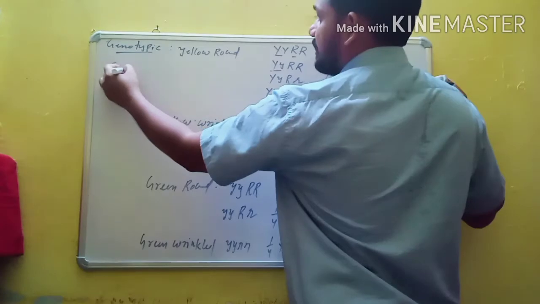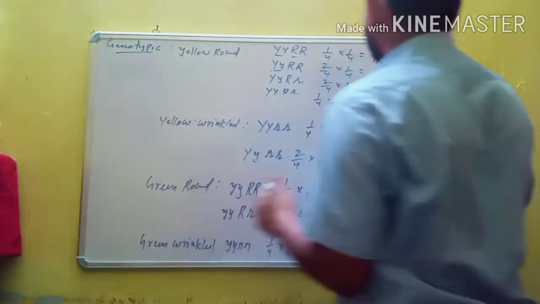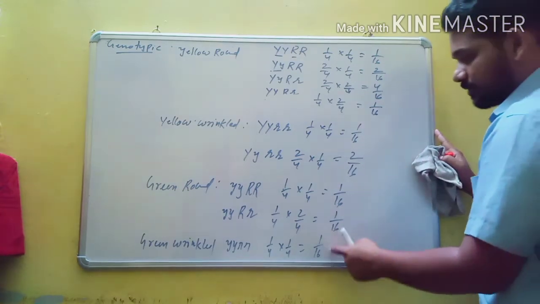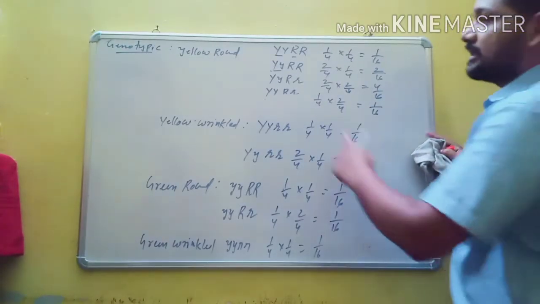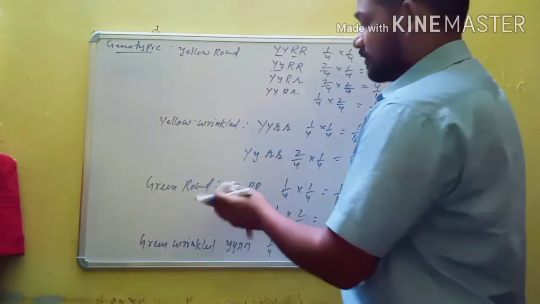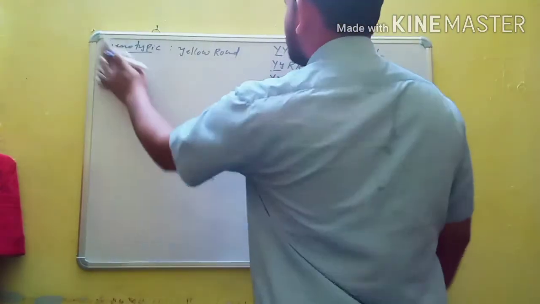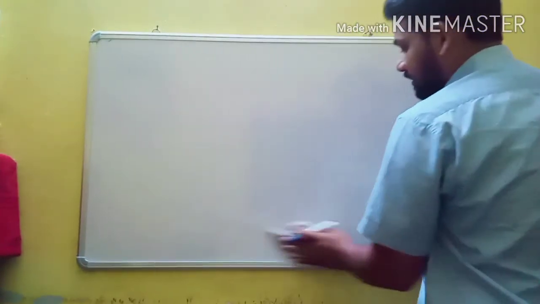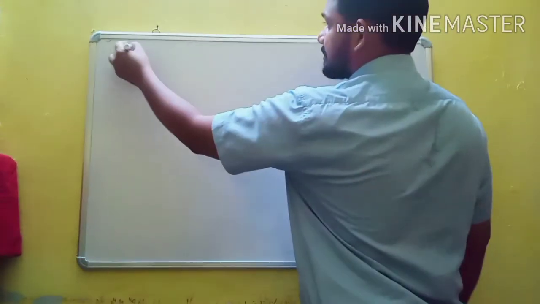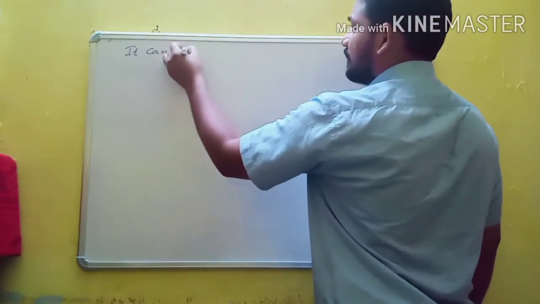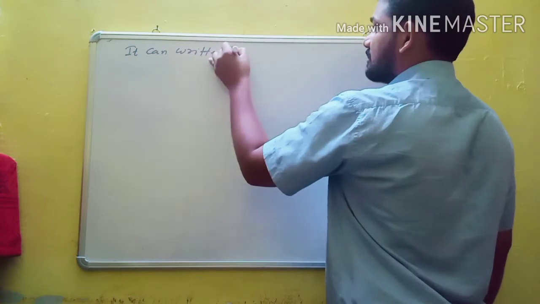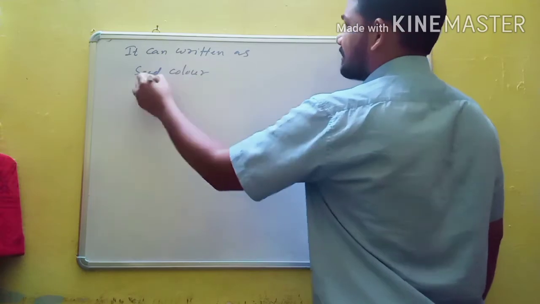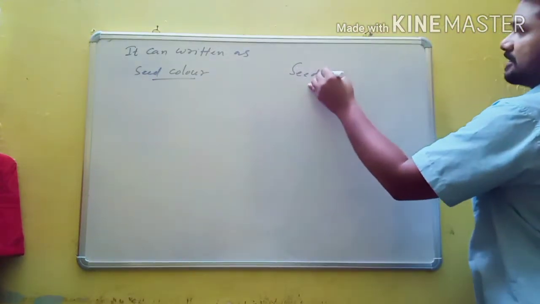So this is the genotypic ratio of dihybrid cross: 1:2:2:4:1:2:1:2:1. That is the genotypic ratio of dihybrid cross. So it can also be written another way. Mendel also considered both characters separately, and he got the 3:1 ratio. It can be written as seed shape and seed color separately.